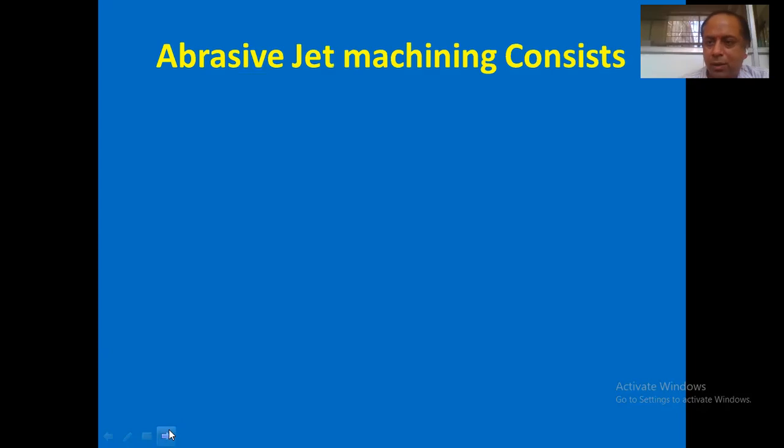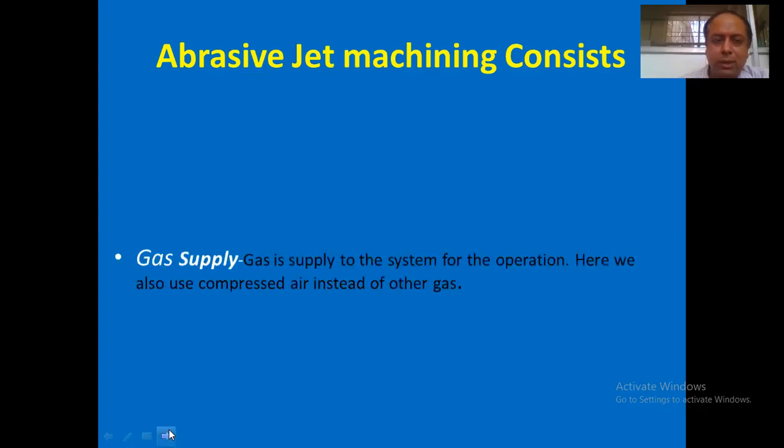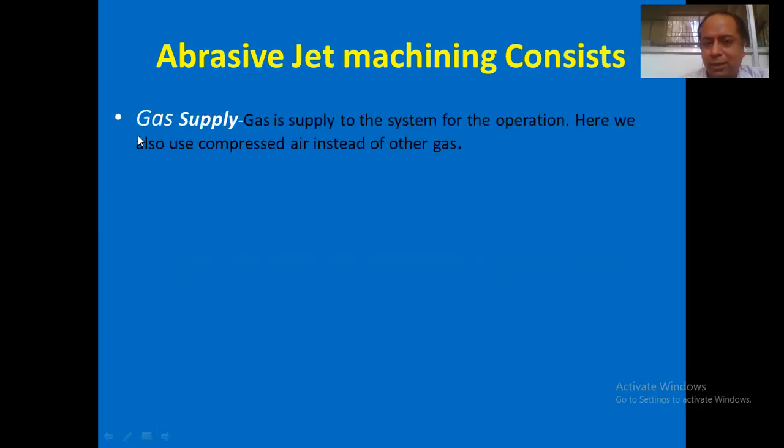Now, what are the parts of abrasive jet machining? One gas supply is there. Gas is supplied to the system for the operation. Here we can also use compressed air instead of other gas. So depending on the process, we can go either way. Either we use some specific gas, in which case you have to purchase that gas.